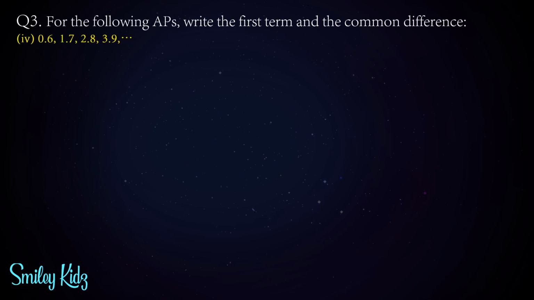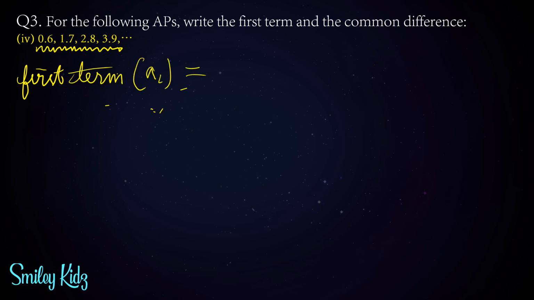Moving ahead. Again, the same kind of question. We have the fourth sub-question on our screen: 0.6, 1.7, 2.8, 3.9 and so on. So here, what is the first term? The first term, or A1, is equal to 0.6.